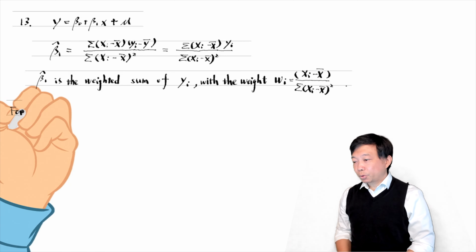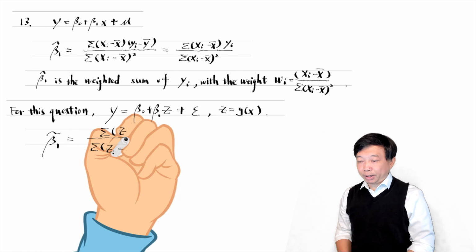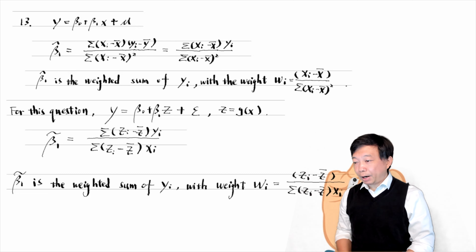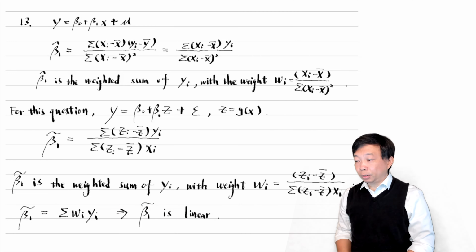Now look at this question. We can also express the estimator beta 1 tilde as a weighted sum of the outcome variable yi. The weight is a function of xi and zi. So the beta 1 tilde is linear.